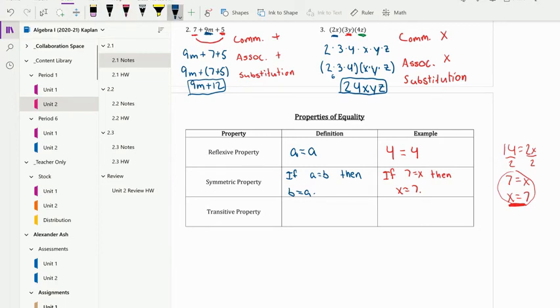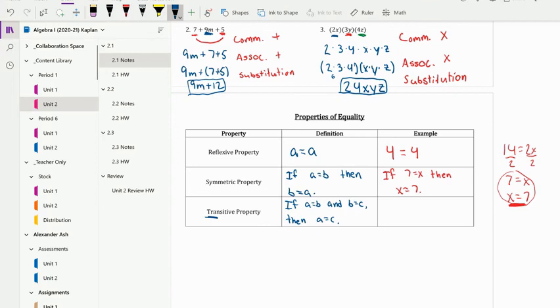Transitive property is a little more complicated. What I like to think of is that I'm making a train. It says tran, but we'll pretend it says train. A train of my long steps here, okay? So what that means is if A equals B and B equals C, then A must also equal C, okay?